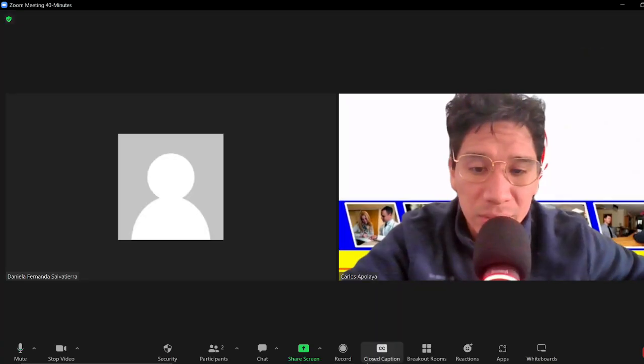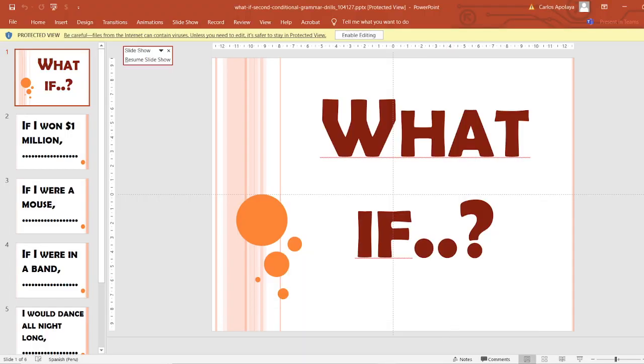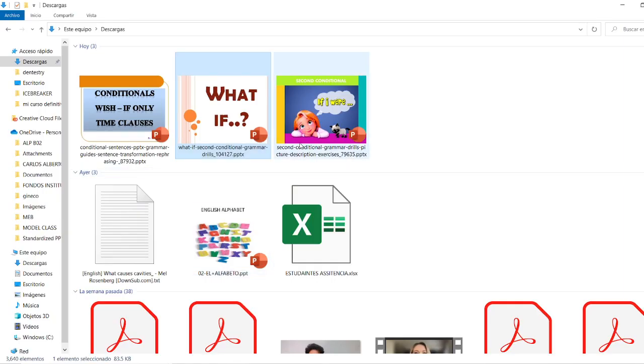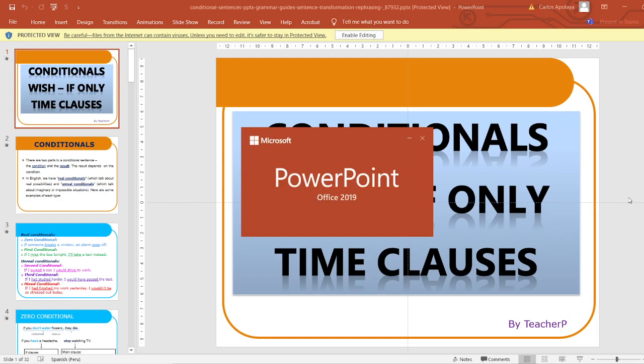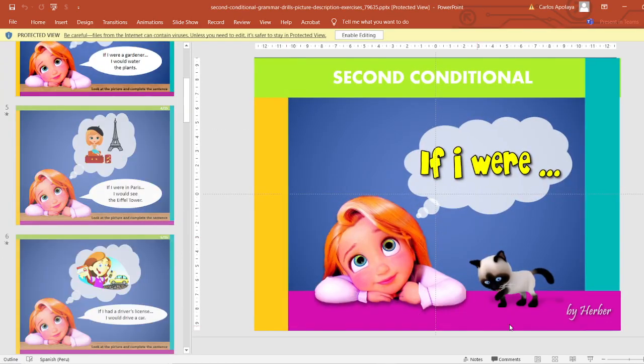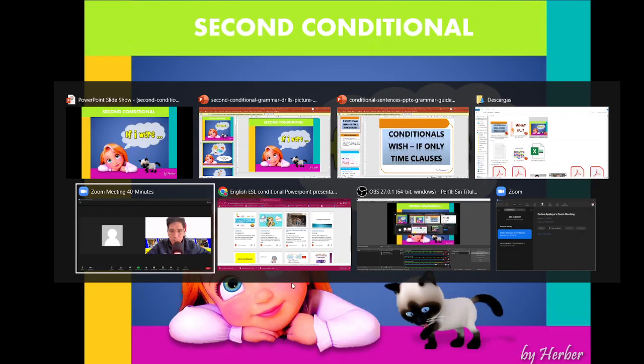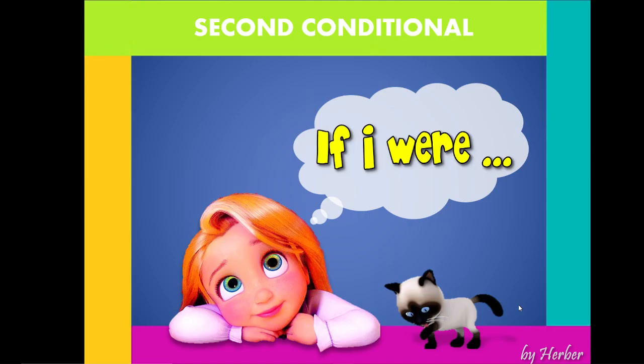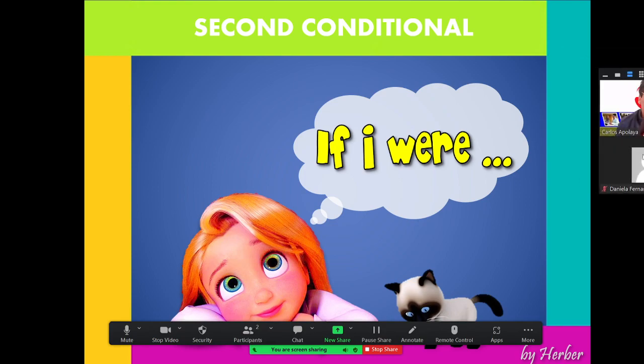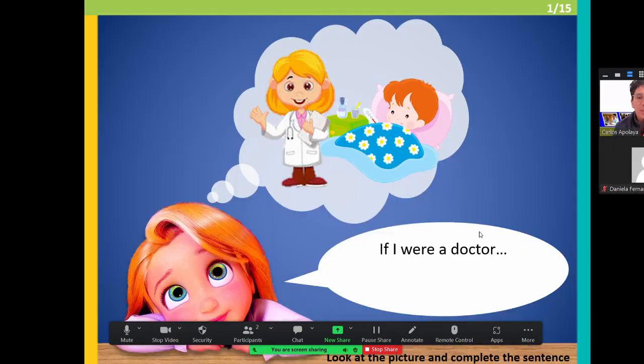We're gonna continue here. Vamos a seguir practicando con la second conditional here. Okay, focus on this part. We have some minutes here. Okay, so second conditional. If I were, look at this. If I were a doctor, Danny, what would you do? If I were a doctor, ¿qué harías, Danny?